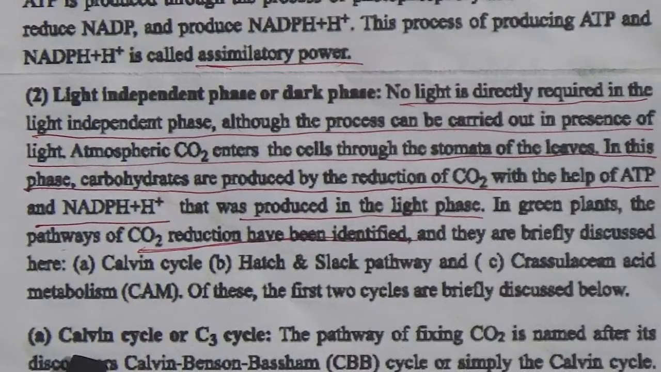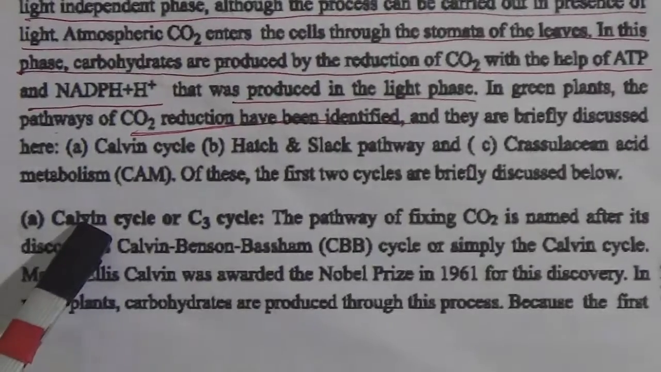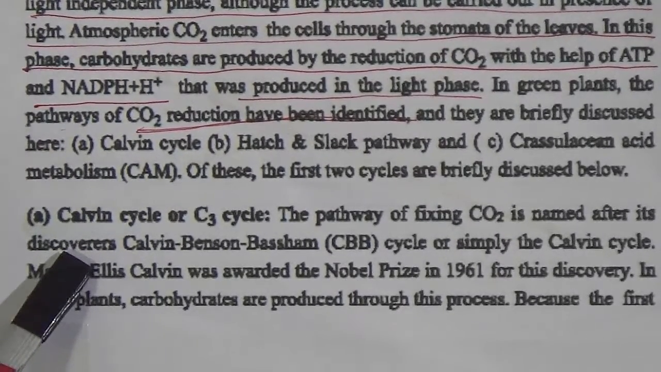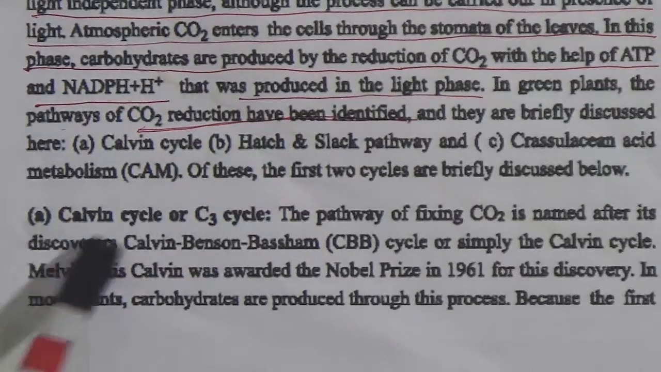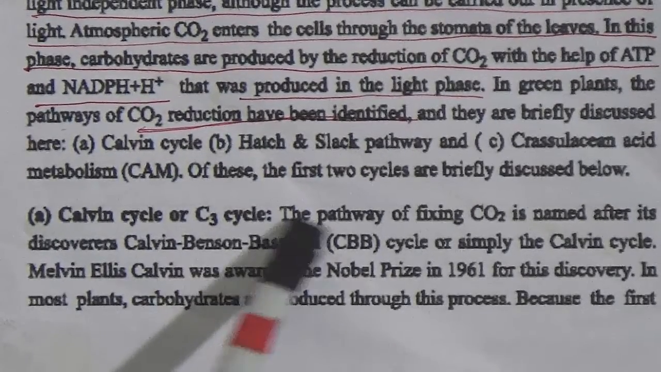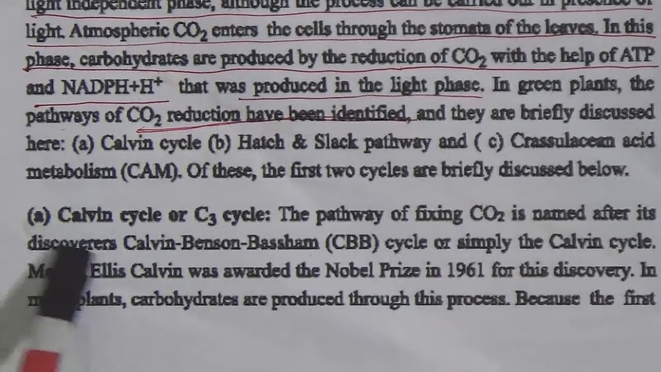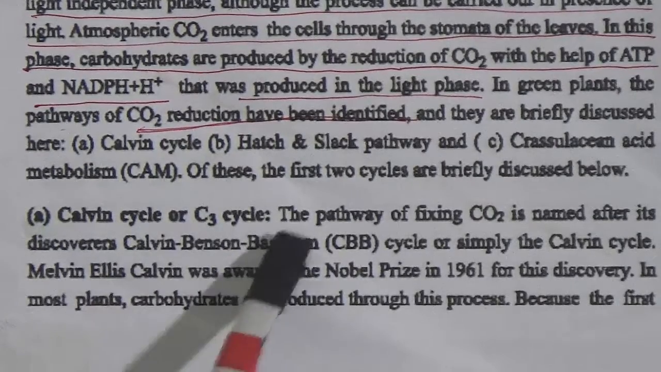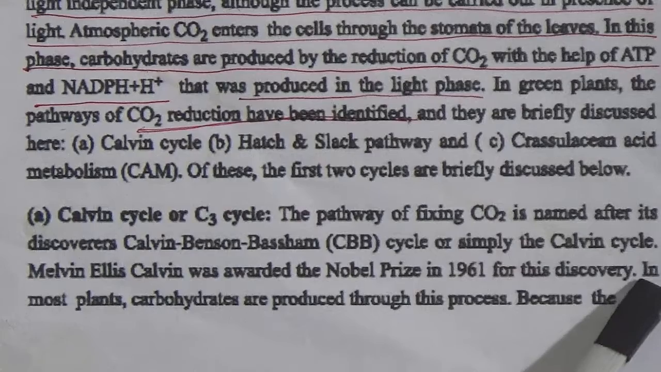In the light phase we only produce ATP and NADPH2, but in the next step we will make the carbohydrate, which is the main aim of our photosynthesis. Now the Calvin cycle is also known as the C3 cycle. The pathway of fixing carbon dioxide is named after its discoverers, Calvin, Benson, Bassham. You have to learn the name, in short the CBB cycle, or simply the Calvin cycle.